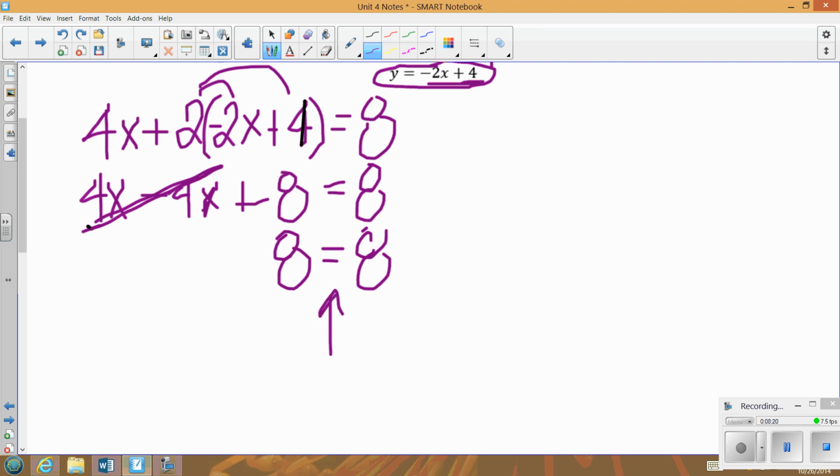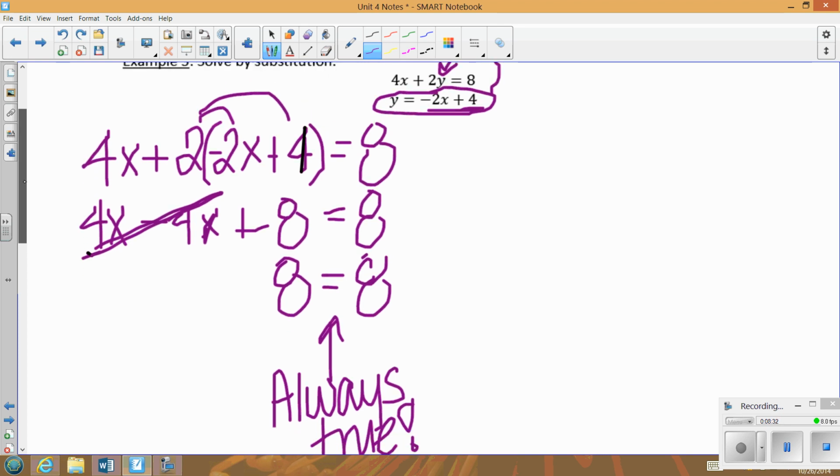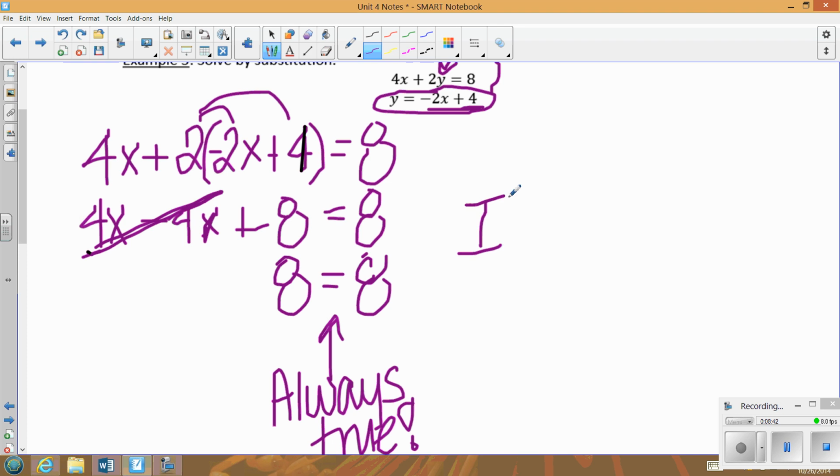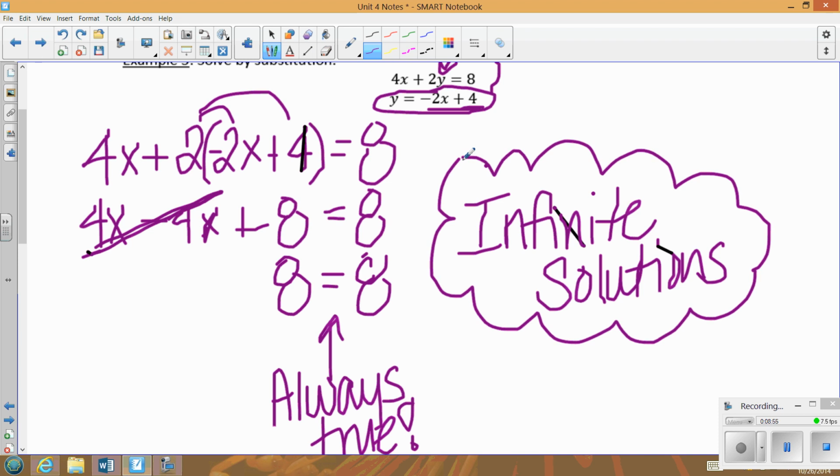So this is always true, which means it doesn't matter what my x and y values are. This statement is always going to be true. These equations are actually going to end up being the same equation. There's infinitely many solutions because it doesn't matter what x and y is. 8 is always going to equal 8. So if you ever get a case like this where the x's cancel out and you are left with a true statement, this is a situation where you're going to have infinite solutions. So you don't have to go any further with this because you've got a true statement that's always going to be the case. It doesn't depend on x or y.